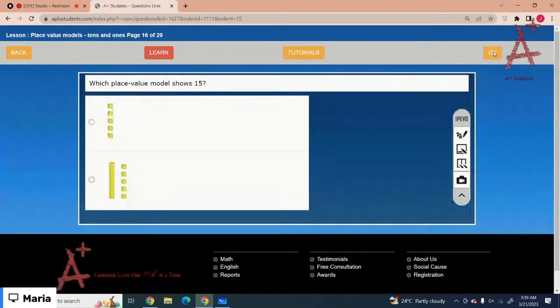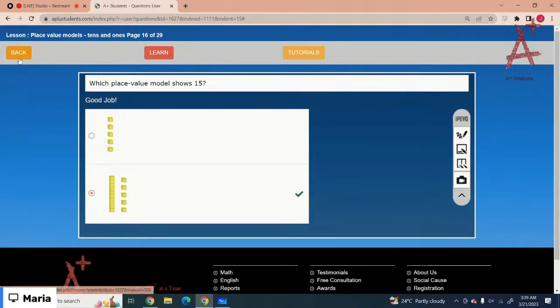Okay, which place value model shows 15? So which is the correct option? Which model shows 15? Option 1 or option 2? Yes, very good. The second one makes 15. Got it.